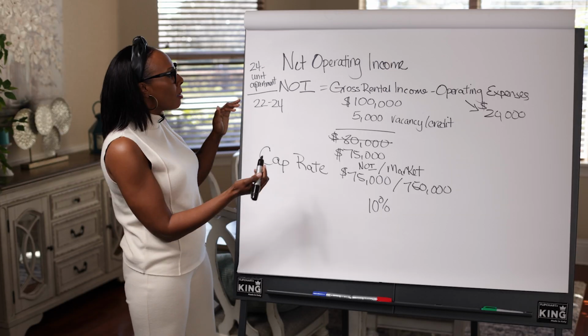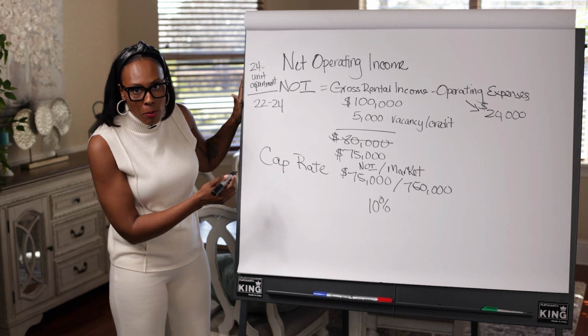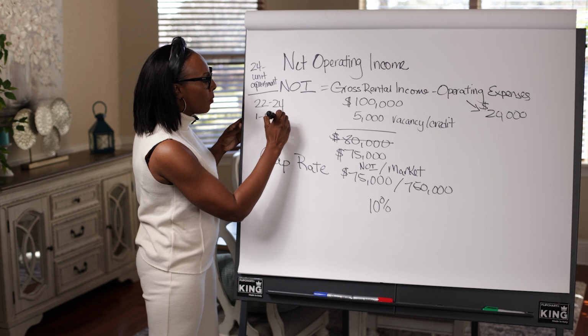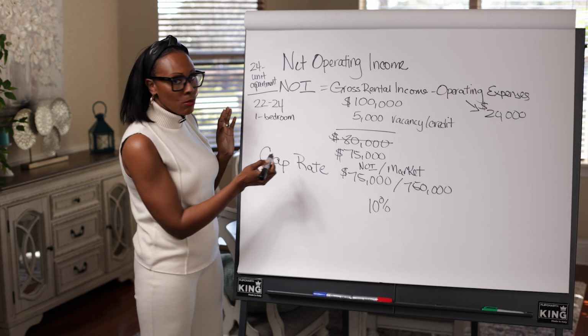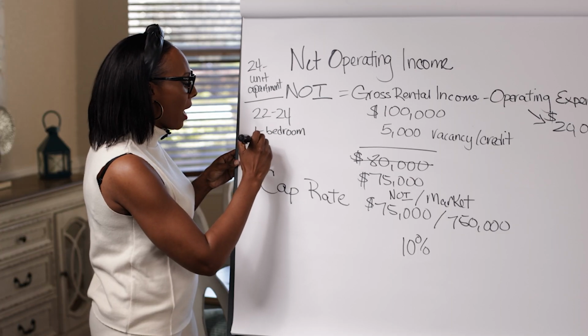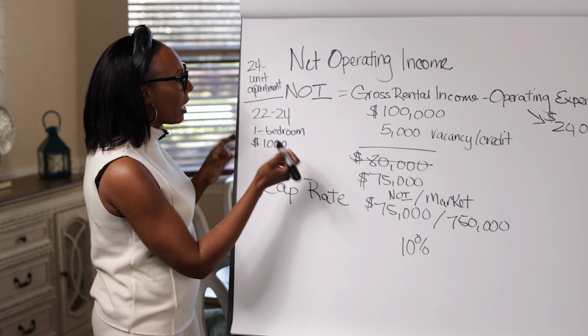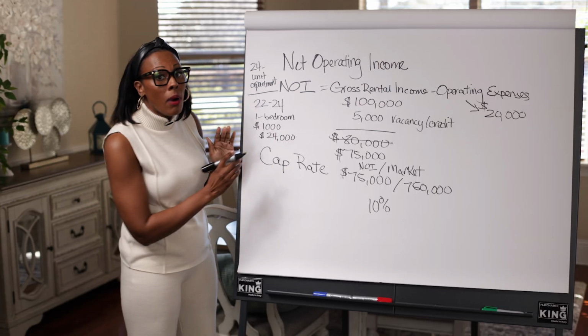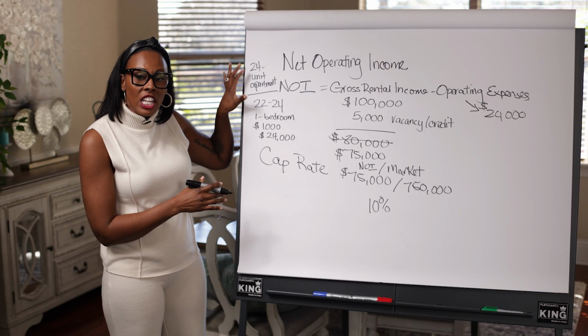So let's just use round numbers and say all of these are 1-bedroom apartments and everybody is paying $1,000. We're just going to use a simple example. Okay, so they're all 1 bedrooms, 1 baths, and everybody is paying $1,000 per month. Okay, so in this example, that would be $24,000 per month that you should be receiving in just rents.